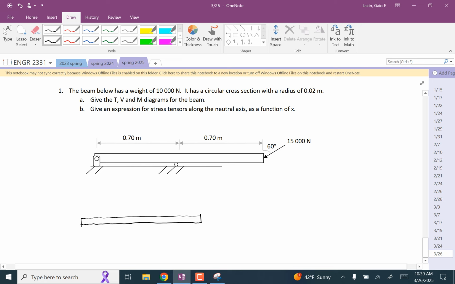The weight is 10,000 newtons. That acts here. We also have RB here and an RA here. And then we have this 15,000 Newton force here.